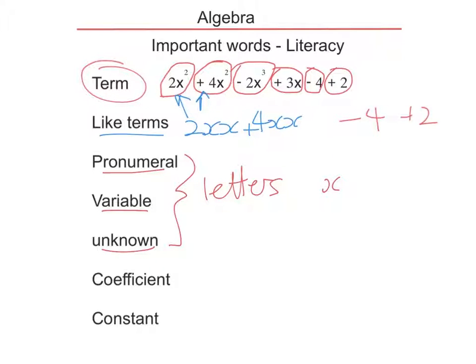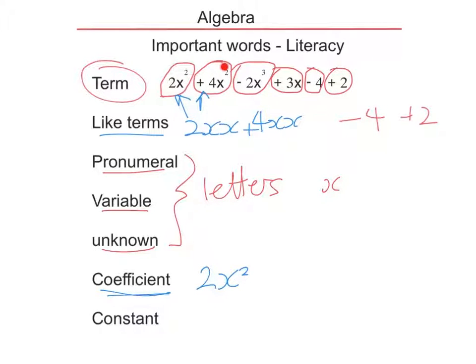The next word is coefficient. A coefficient is a number in front of the letters. It doesn't always have to be in front, but we write it that way because it's easy to understand. So when I've got 2x squared, the 2 is the coefficient. The x is the variable, and there's two variables. There's xx in this term here. So the 2 is the coefficient.